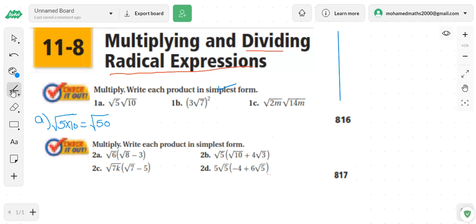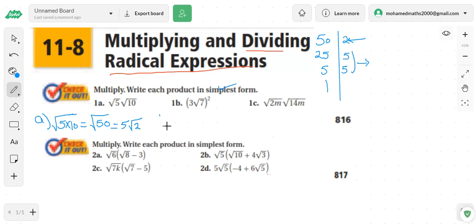So 50 divided by 2, it's 25, divided by 5, 5 divided by 5, 1. So 2 5s, 5 outside, 2 inside. So it is 5 radical 2.